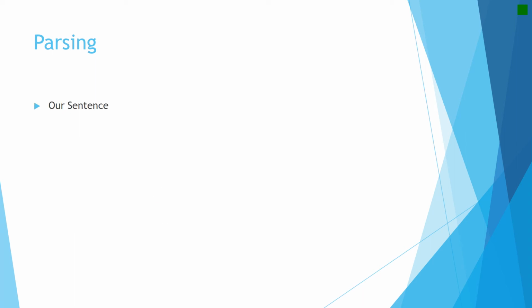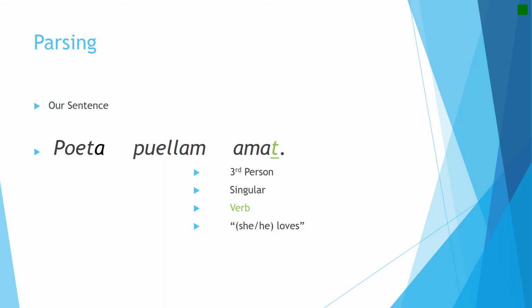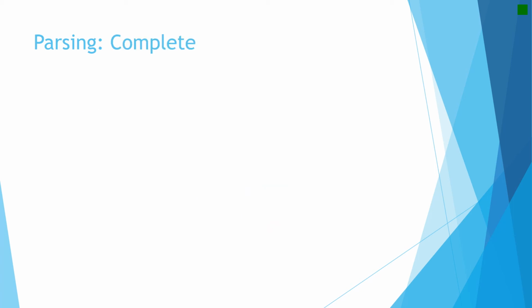Next, let's parse the verb, amat. With the ending t, we know that the subject is third person and singular. Because our verb has a third person ending, it is expecting a nominative subject to agree with it in number. Recall that our verb amat means to love. Remember, we'll mark our verbs in green.